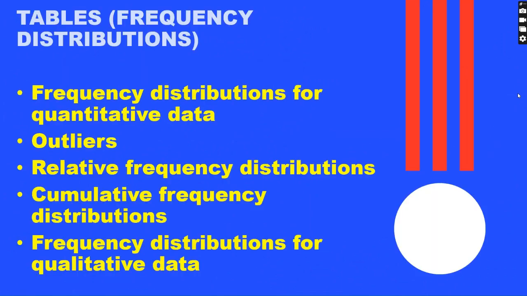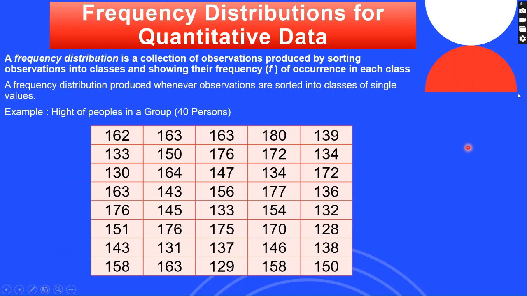Next, we move to describing the tables and the graphs, how to represent the data. Here, for tables, we have five major things. One will be we can build the frequency distribution, outlier, relative frequency, cumulative frequency, as well as how to represent the qualitative data into frequency tables. So here I have a table which has 40 heights. So this is the given data.